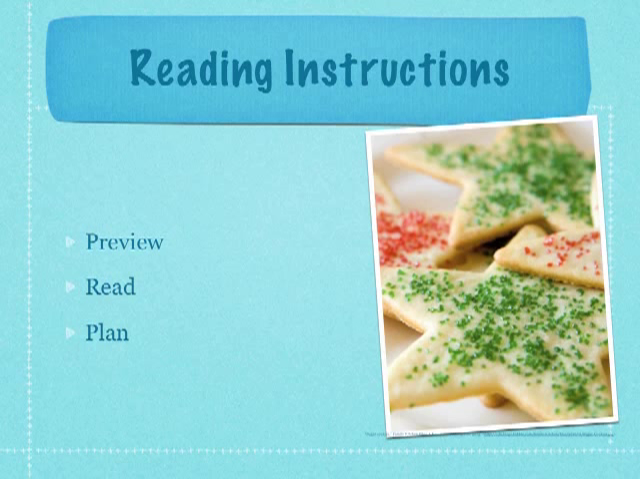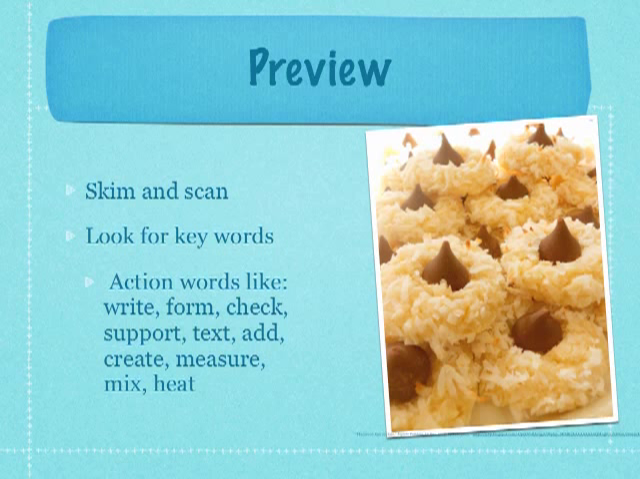This is going to seem pretty straightforward because it's very simple instructions. But think about it, directions aren't very long. To do well, you need to preview, read, and plan before you start a test question, or bake cookies. When previewing, skim and scan the words. This is allowing your eye to drift across the page without actively seeing every word on the page. Instead, you're focusing on keywords. Now in directions, this is really easy because keywords are action words, the things that are giving us directly what we need to do. Write, text, mix, check, create.